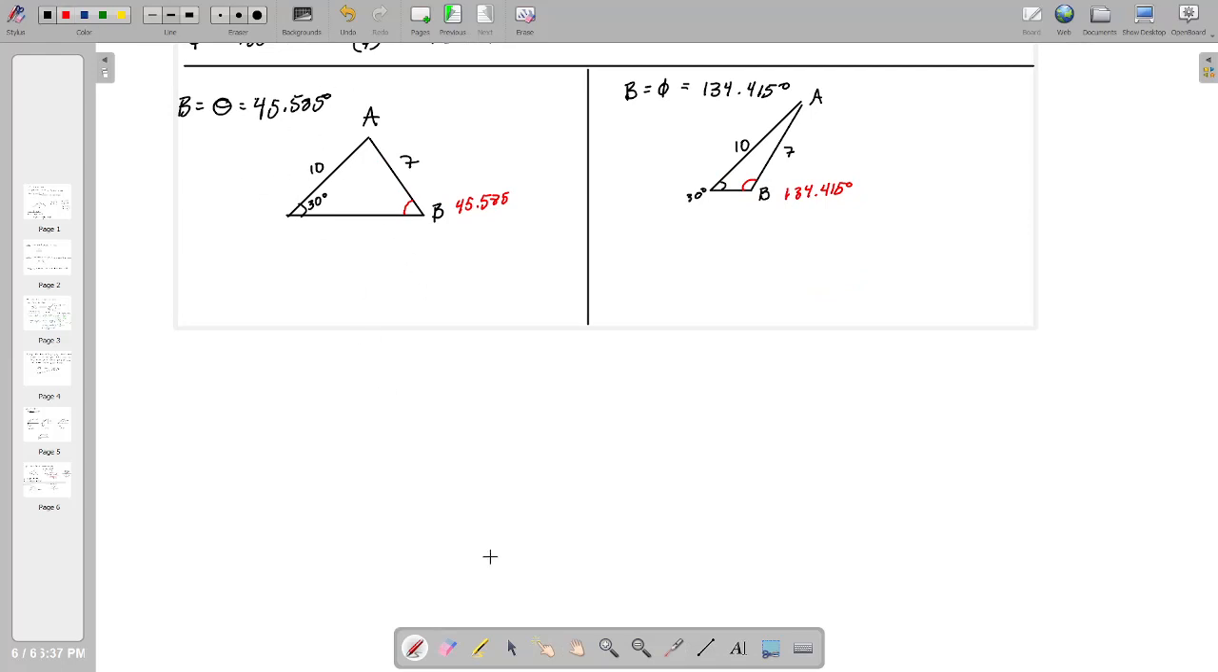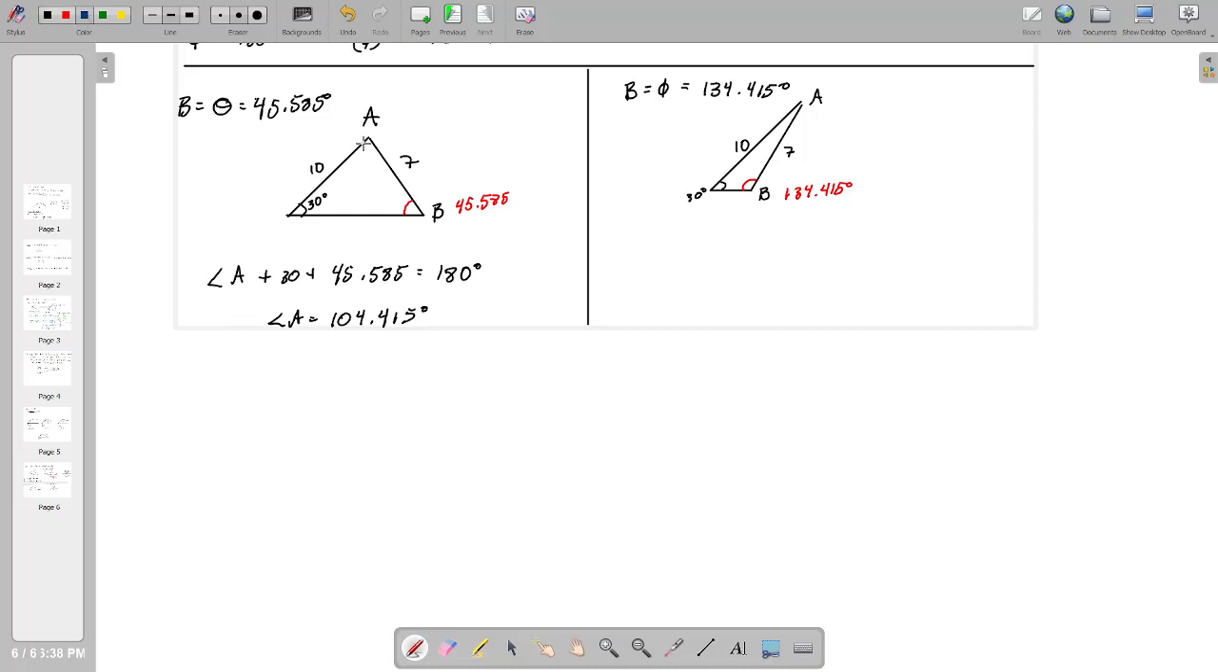Now let's solve this first triangle. I'm going to finish this triangle out. How do we proceed? Well, now we have two angles. We have 30 degrees and 45.585. So we can figure out what angle A is. Angle A plus 30 plus 45.585 is going to be equal to 180 degrees. So angle A will equal 104.415 degrees.